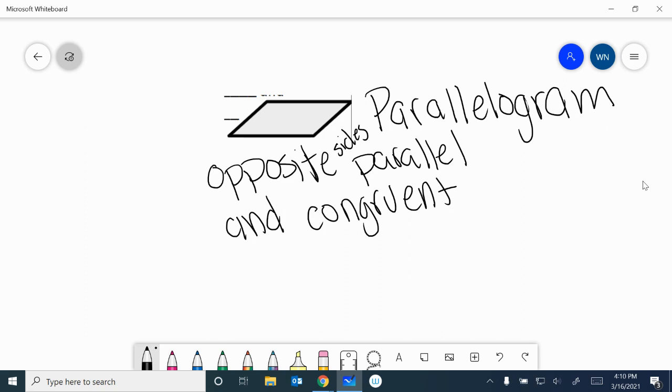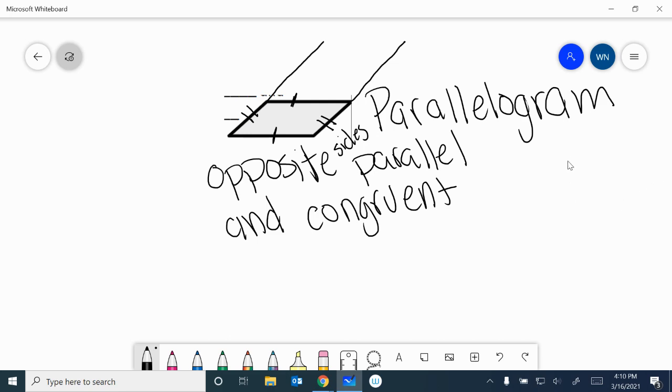So if we take a look at our shape here, we can see that this side and this side are parallel and they're the same size, so they are congruent. And then this side and this side are congruent and parallel. Remember that word parallel means if they were to extend in both directions forever, they would never ever cross. They are parallel lines. And a parallelogram has opposite sides that are parallel and congruent. Both sides need to be parallel and congruent, though. Let's check out the next one.